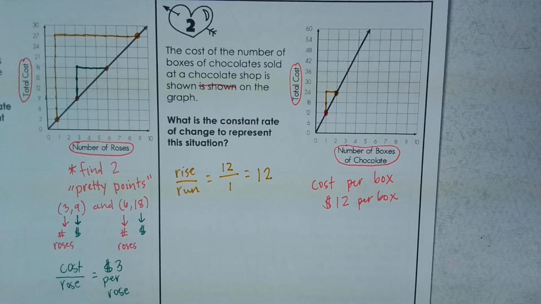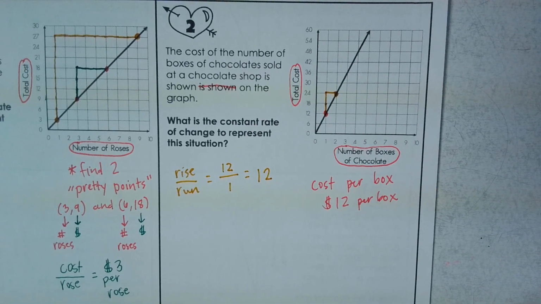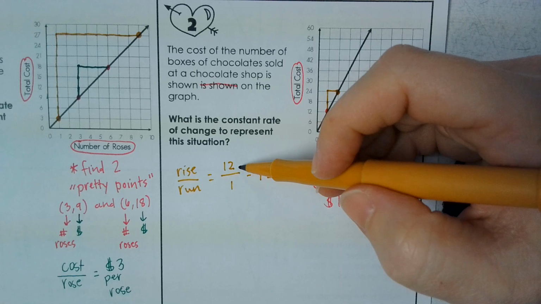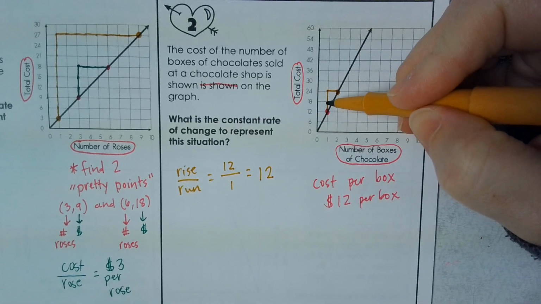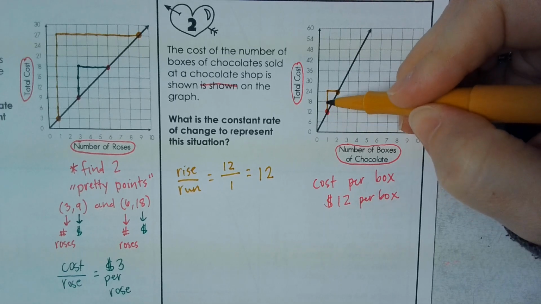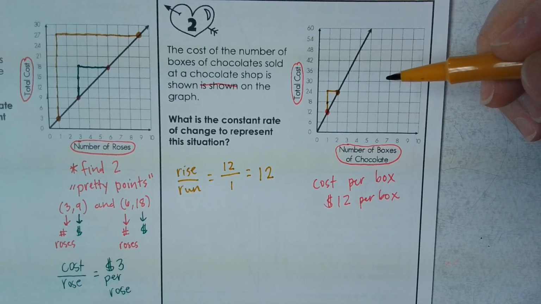$12 per box. Wait, how do we get 12? The rise... Oh yeah, because it's counted by 6s. The rise is 6, 12. Oh, then it's just 12.